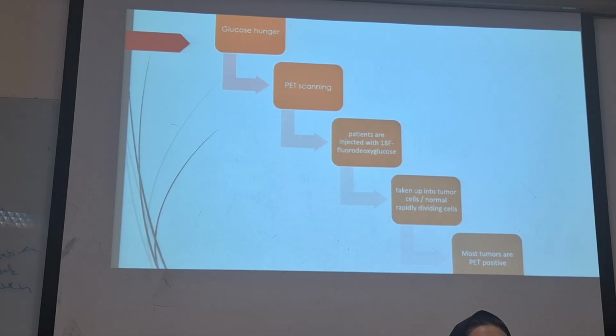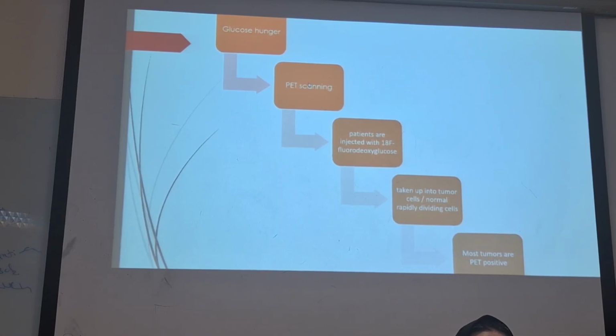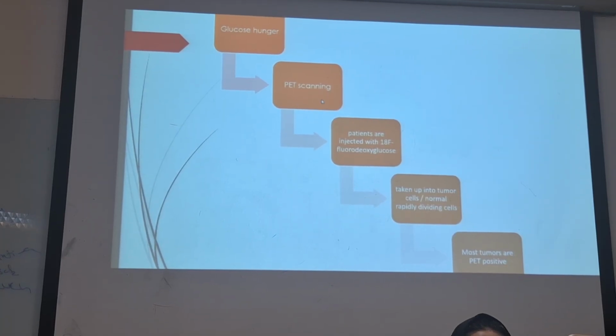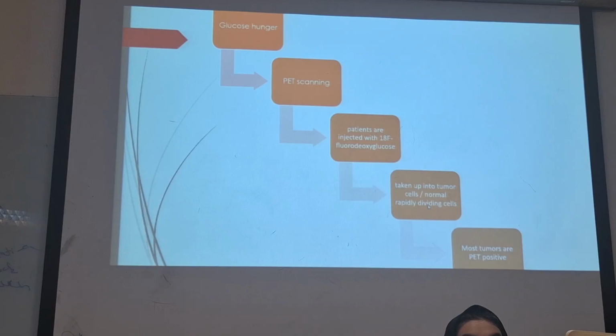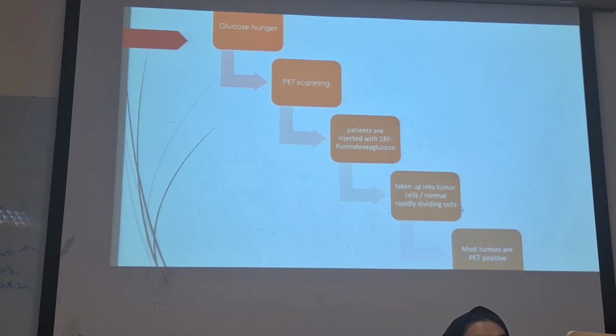We can use this feature in some scanning methods. Because the cells are glucose hungry, we can use PET scanning. What does it mean? It means that when this patient is injected with a type of glucose, this glucose is taken up into the tumoral cells and also into some rapidly dividing cells. And after the injection of this type of glucose, we can find this area as a PET positive area.